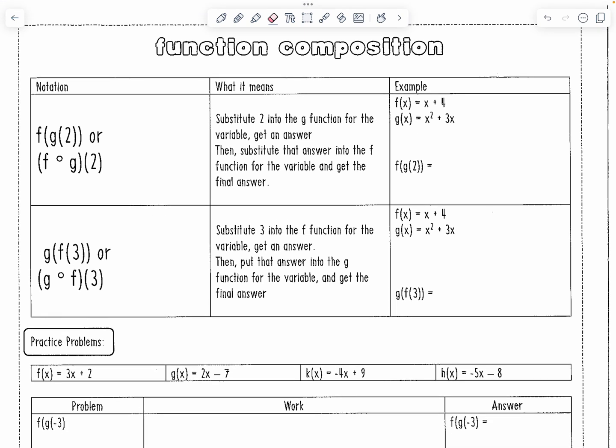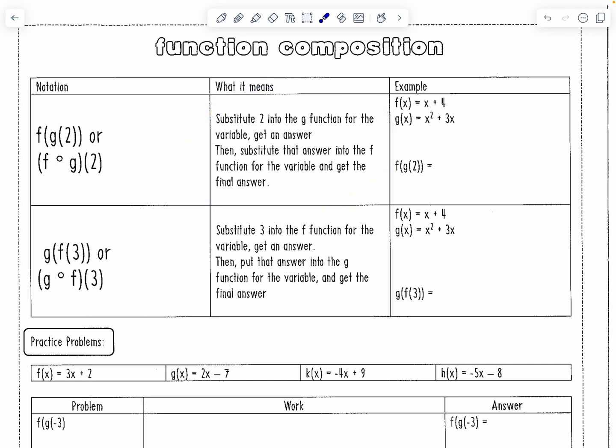If we take a look here on the left-hand side, this is our notation. We read this as f of g of 2, and the same thing for down here. This notation is the exact same as what's right above it. This little open circle just means that we're doing composition. Notice that it's an open circle and not a solid circle, because if it was solid, then it would be multiplication. So we just have f of g of 2. This middle column is explaining exactly what it means.